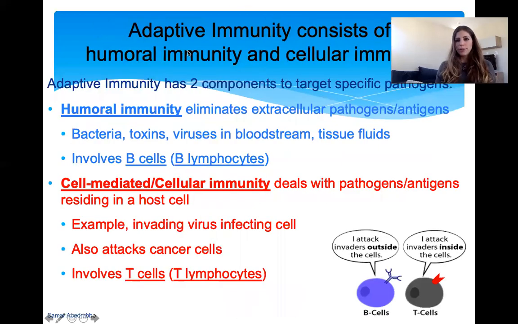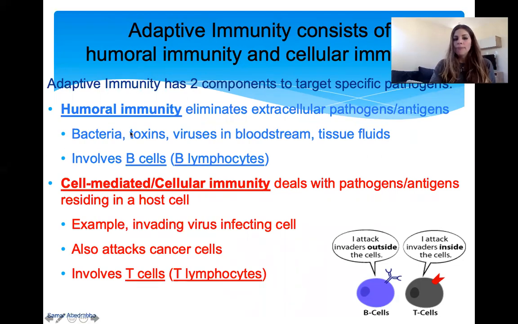And adaptive immunity, just to add another layer of complexity, has two components. So to start off, you have your immune system. Your immune system consists of innate immunity and adaptive immunity. And then when you look at adaptive immunity, it can further be split into two different immunities. Adaptive immunity consists of your humoral immunity and your cellular immunity. And together they make adaptive immunity.